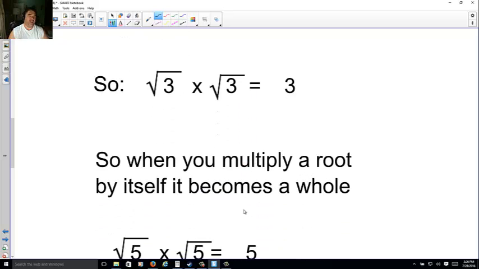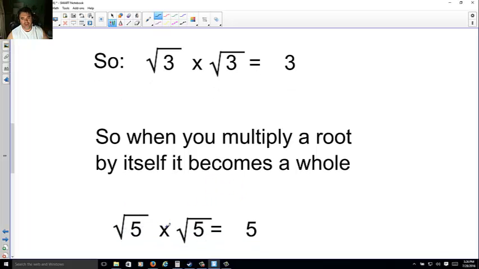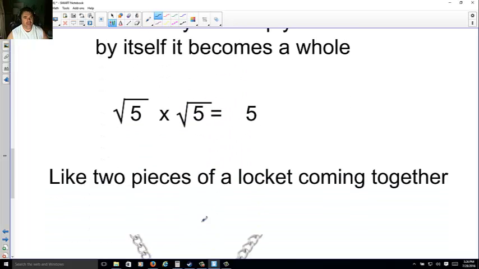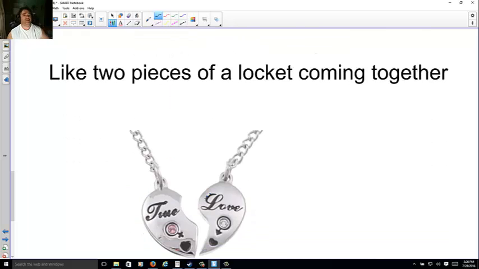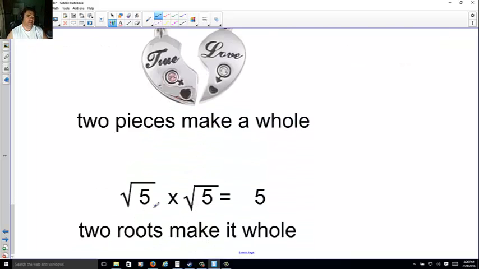So when you multiply a root by itself, it becomes a whole. Square root of 5 times square root of 5 equals 5. Think of two pieces of a locket coming together. Imagine a square root and another square root. Once they merge, they become a whole number. So the square root of 5 and another square root of 5 turn those two roots into a whole. But it has to be the same number for that to work.